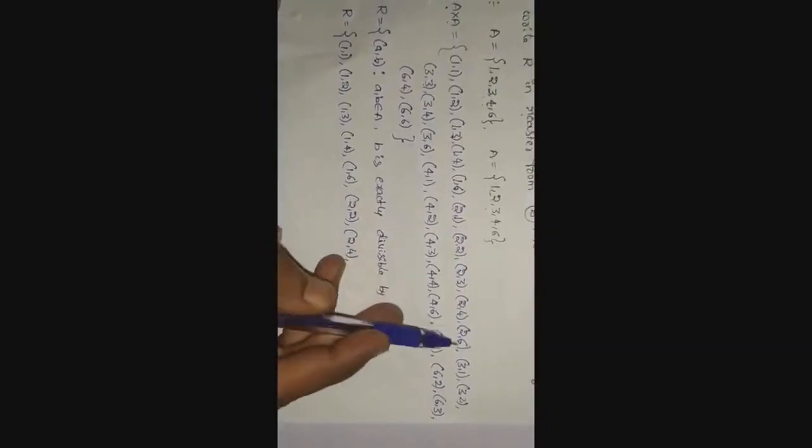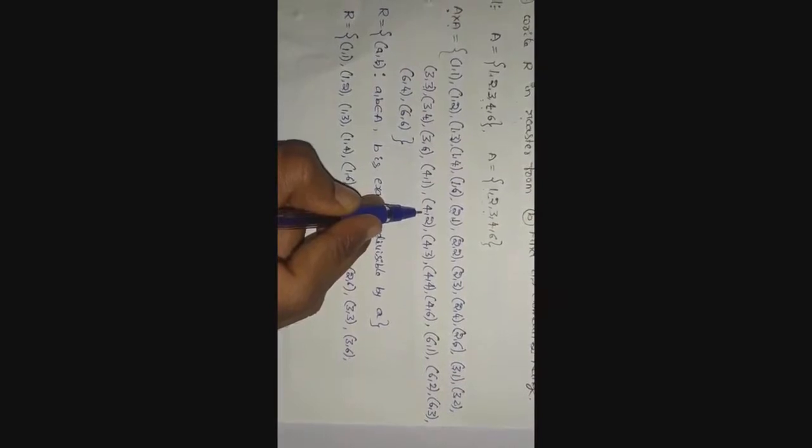6 is divisible by 2? Yes, 6 is also divisible by 2, so (2, 6). Next, is 1 divisible by 3? No. Is 2 divisible by 3? No. Is 3 divisible by 3? Yes. Is 4 divisible by 3? No. Is 6 divisible by 3? Yes, (3, 6).